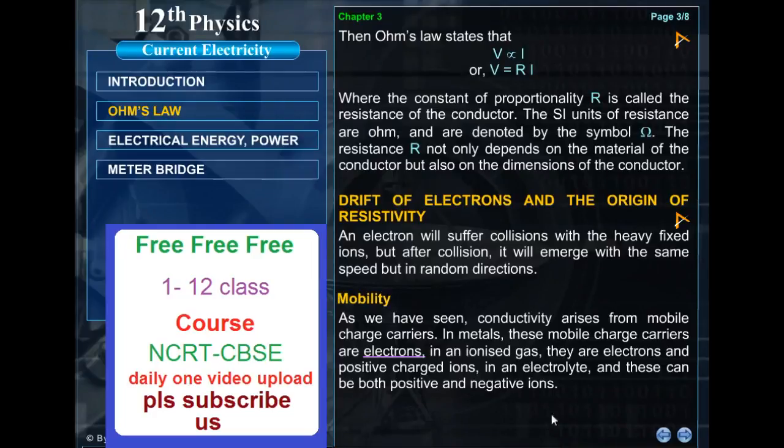Mobility. As we have seen, conductivity arises from mobile charge carriers. In metals, these mobile charge carriers are electrons. In an ionized gas, they are electrons and positively charged ions. In an electrolyte, these can be both positive and negative ions.